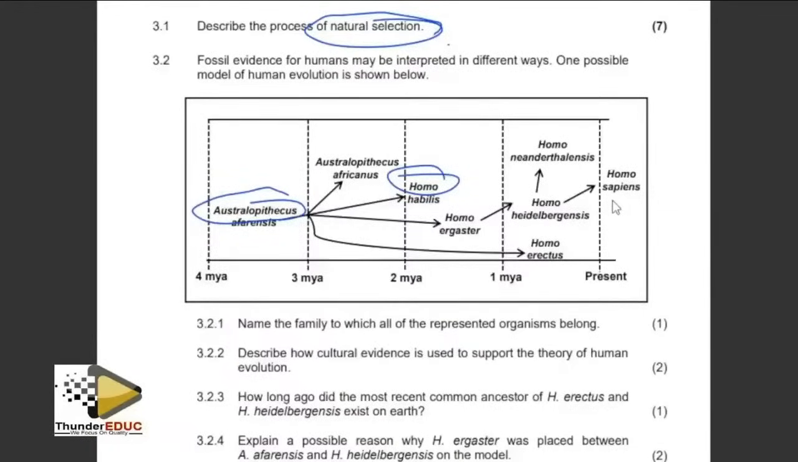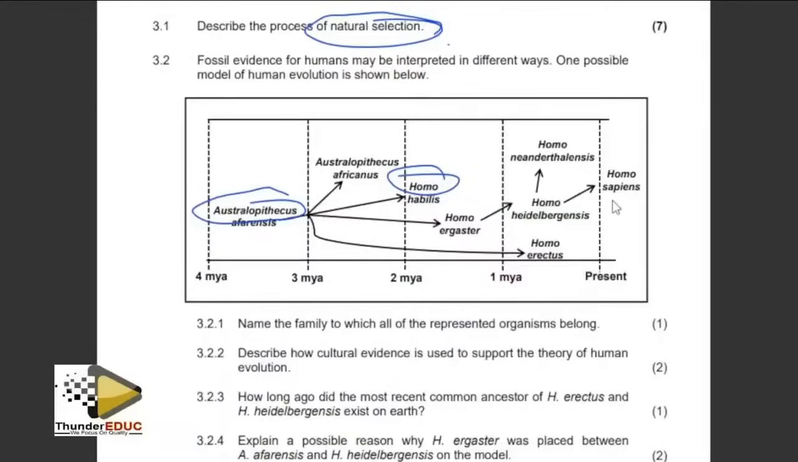To which family do humans belong? To name the family to which all the represented organisms belong. To which family do we belong? We belong to Hominidae. Yes.